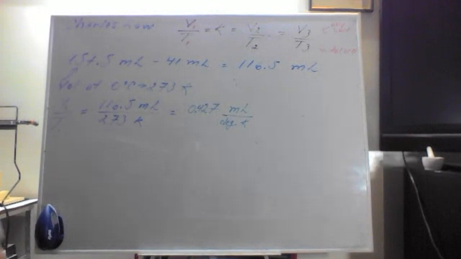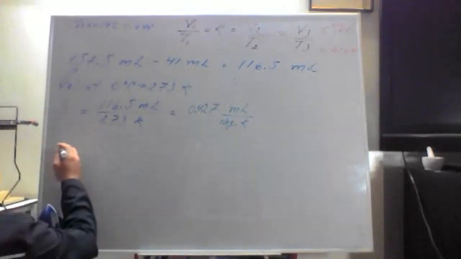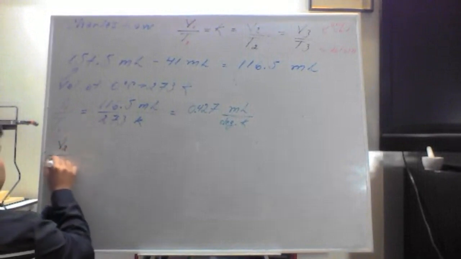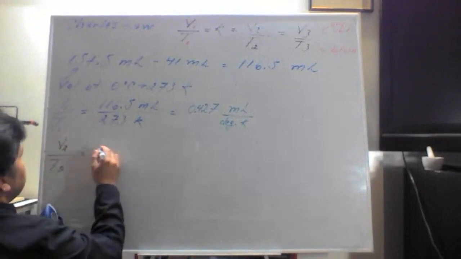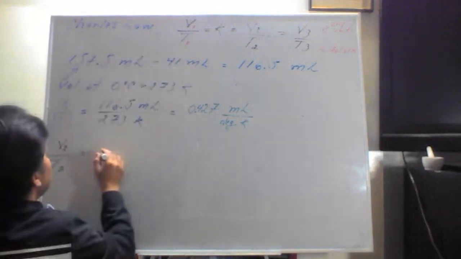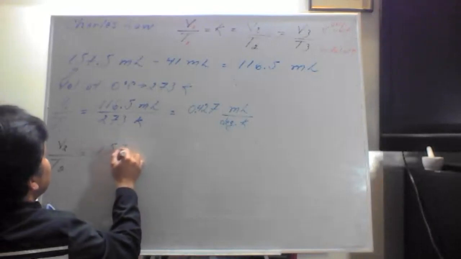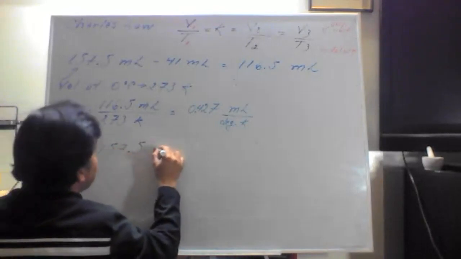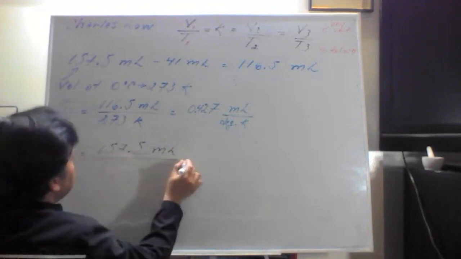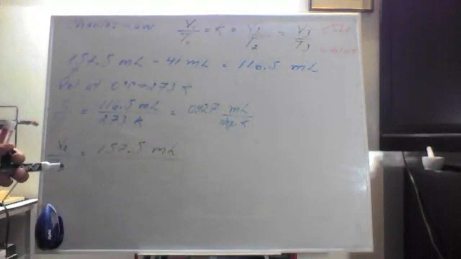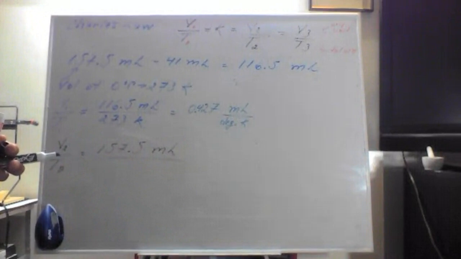Now we take the second step, volume 2 and temperature 2. The volume is the full volume of the container, because nothing is taken up by anything but air. So we have 157.5 milliliters, and the temperature will be 95. So you always write 95 plus 273 to get the Kelvin temperature.